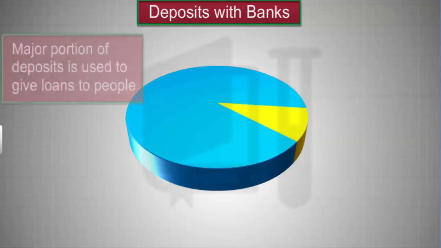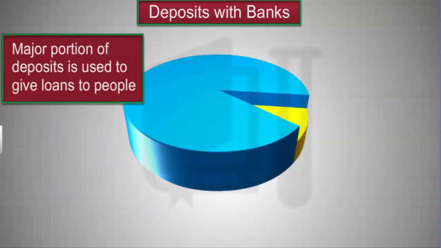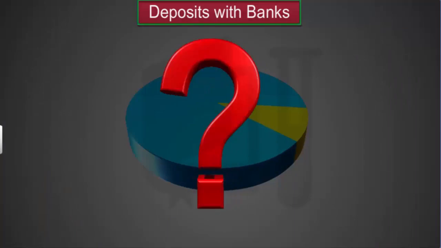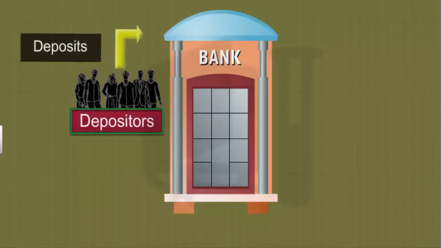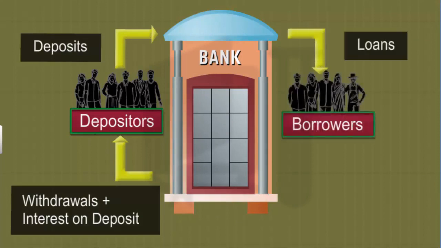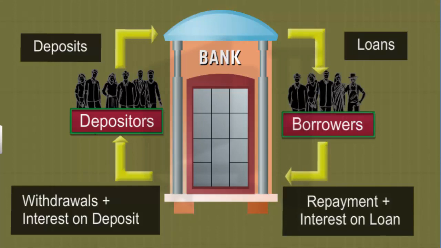A major portion of the remaining deposits is used by banks to give loans to people for different requirements. Why do banks give loans? The depositors of a bank are allowed to withdraw their deposits on demand and are paid interest on these deposits. On the other hand, the borrowers who take loans repay it to the bank along with interest thereon.